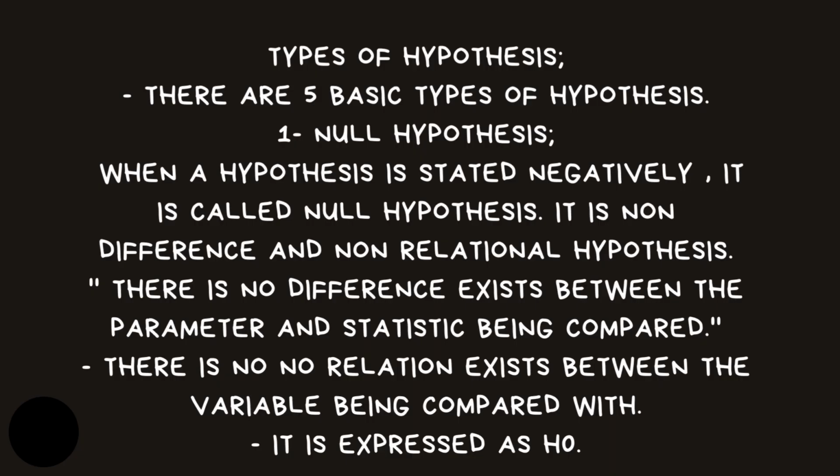Types of hypothesis. There are five basic types of hypothesis. The null hypothesis: when a hypothesis is stated negatively, it is called the null hypothesis. It is a non-difference and non-relational hypothesis. There is no difference between the parameter and statistic being compared. There is no relation between the variables being compared. It is expressed as H naught. It shows no relation among any of the variables.